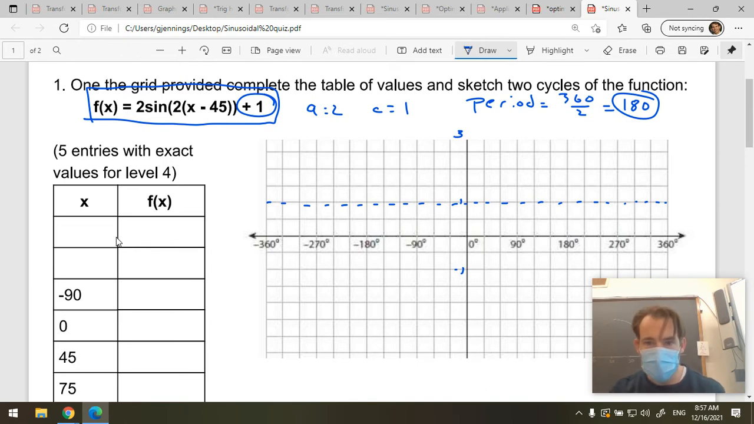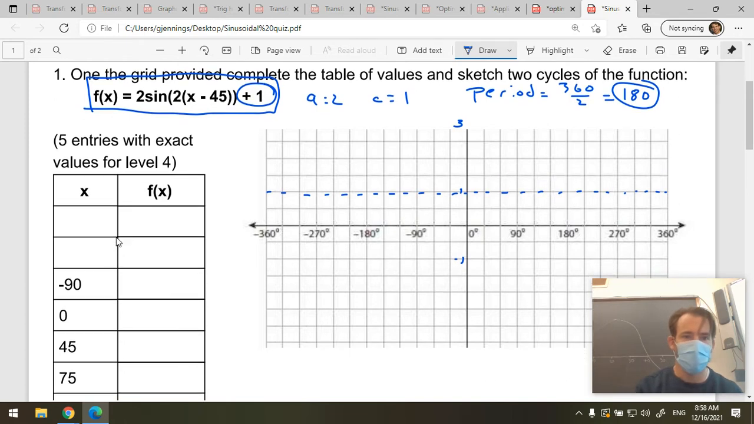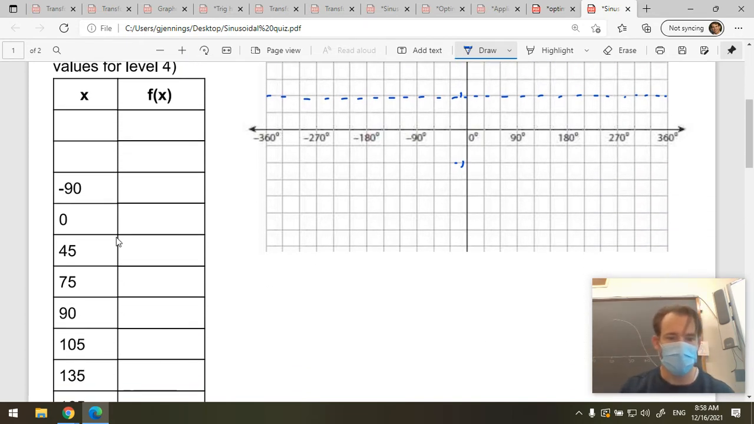Normally this would start here and go up to 3, and it would usually go up every 90, but this is going to go up every 45, and then it was moved over. So let's evaluate what its y-intercept is going to be. I think it's going to be pretty high there. I can do my rough work down here: f of x is equal to 2 sine of 2 times (x minus 45), plus 1.